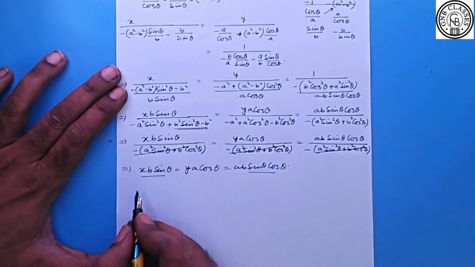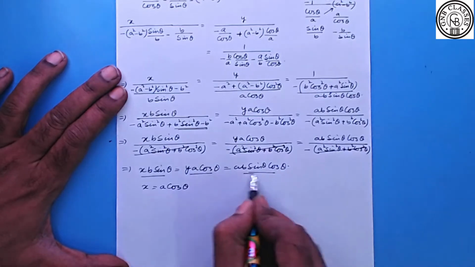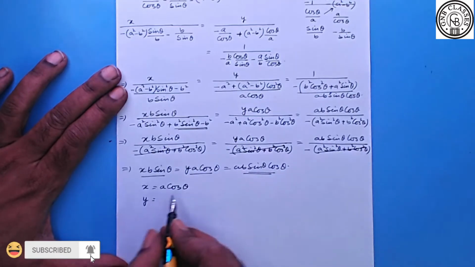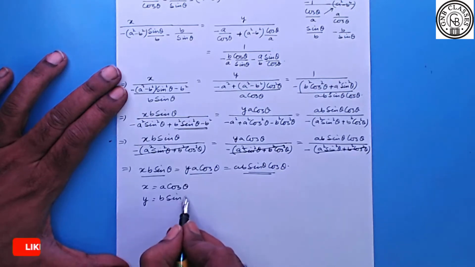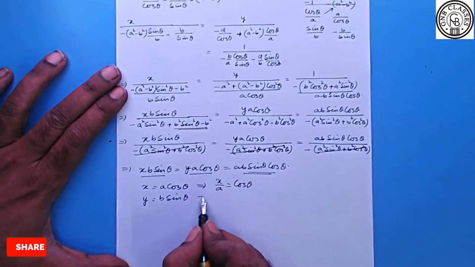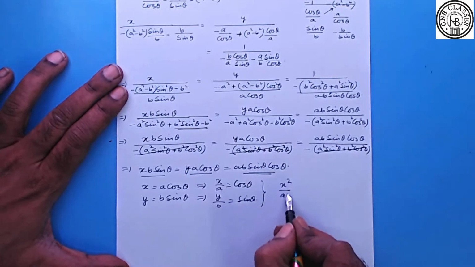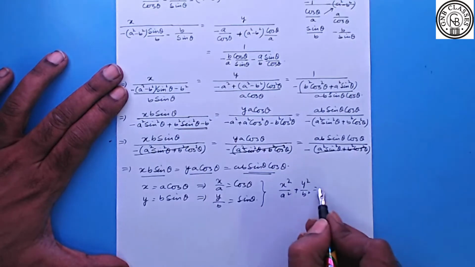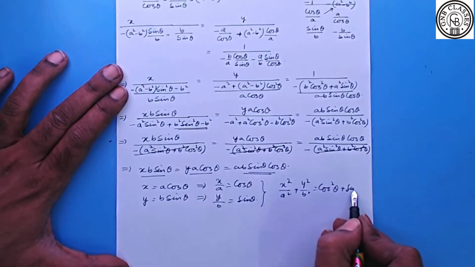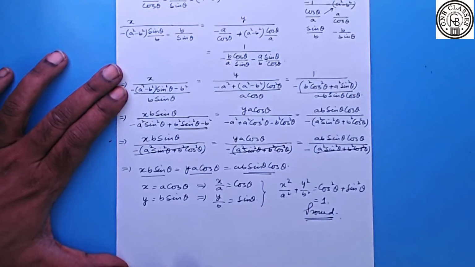Now, if I take this 2, you are going to have x equals a cos theta. And if I take this 2, we are having y equals b sin theta. Is it clear? So from here we can write x by a is cos theta, y by b is sin theta. Now square both sides and add. So we are having x square by a square plus y square by b square equals cos square theta plus sin square theta, which is equal to 1. Proved. Is it clear to all of you? Absolutely? Okay.